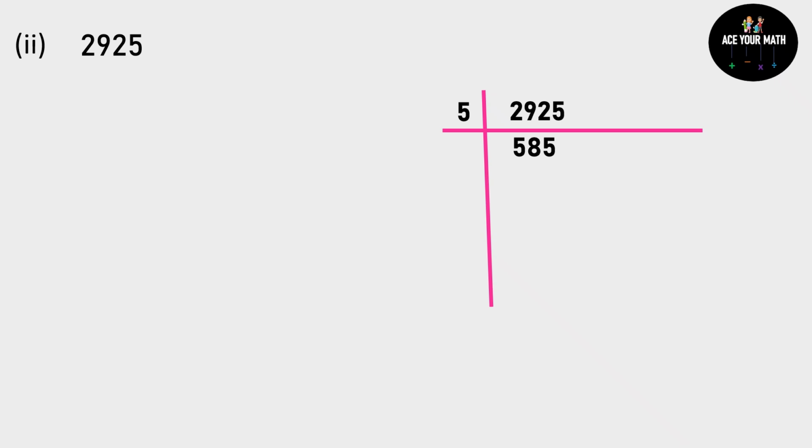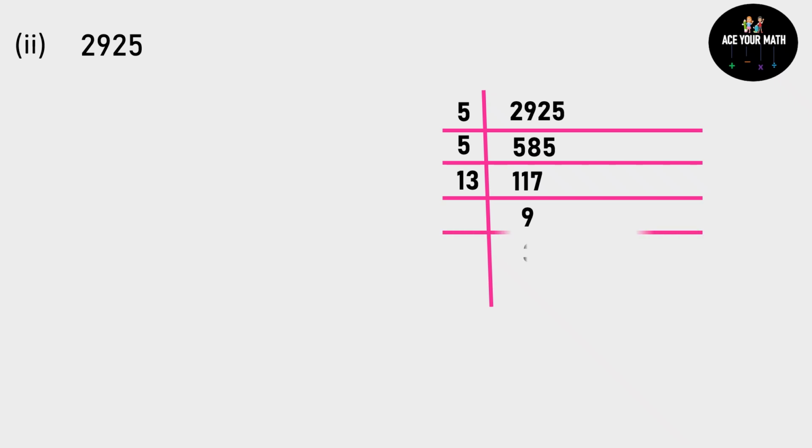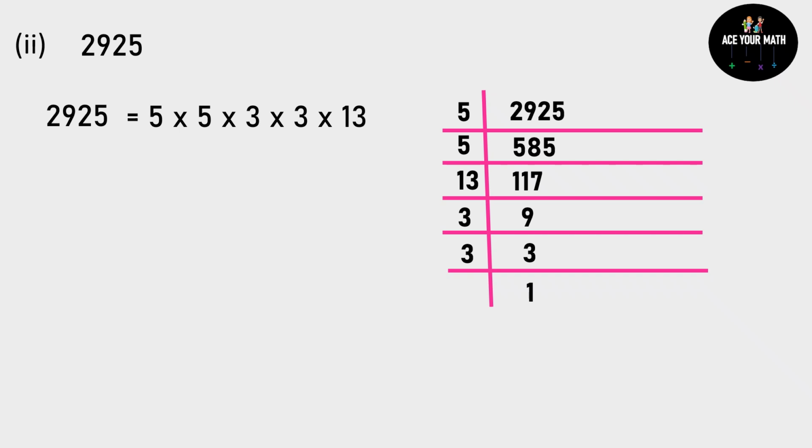When you divide, you get 585. 585 is again divisible by 5. You get 117. 117 is divisible by 13. You get 9. 9 is divisible by 3, and again divide it by 3, and you get 1 as the answer at the end. Now you can write 2925 as the product of all these numbers.